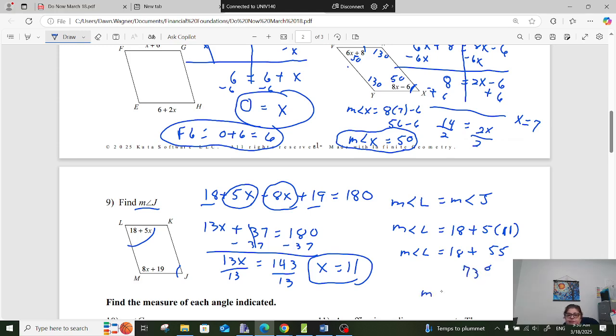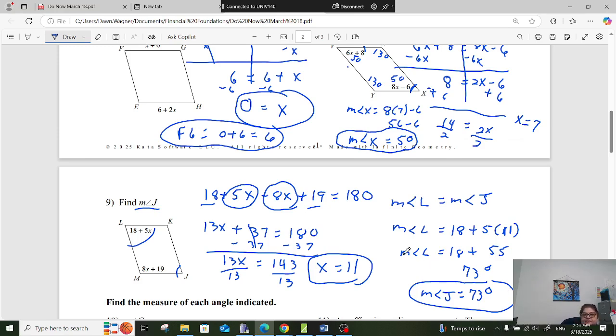So the measure of angle J, you don't know this word, but I'm going to say it anyway because I'm a geometry teacher, due to the transitive property. Due to the transitive property in geometry, if L has to equal J and L equals 73, then J has to be 73.